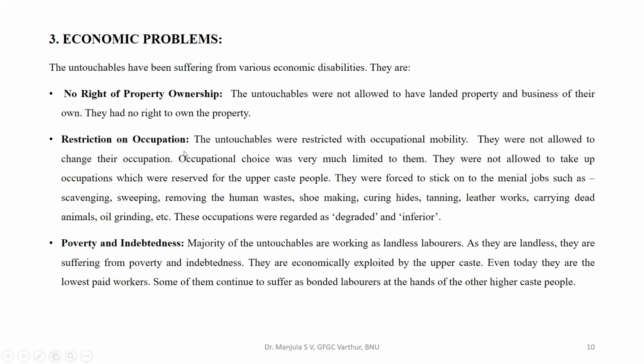Restriction on occupation. The untouchables were restricted in occupational mobility. They did not have the freedom to change their occupation because it was hereditary, by birth. Occupational choice was very much limited for them. They were not allowed to change their occupation. They were not even allowed to take up occupations reserved for the upper class people.